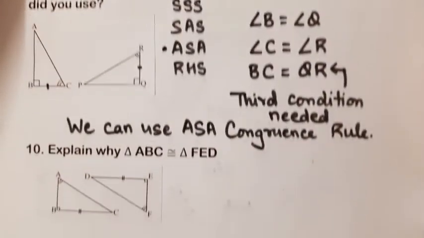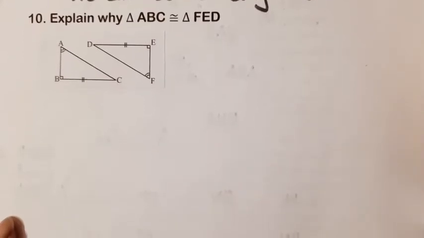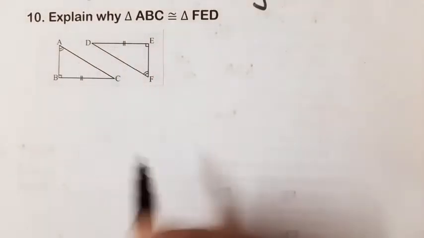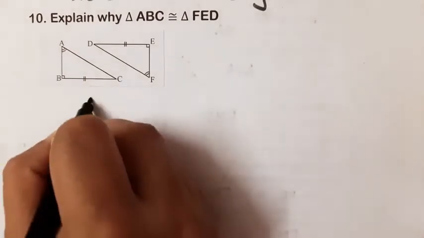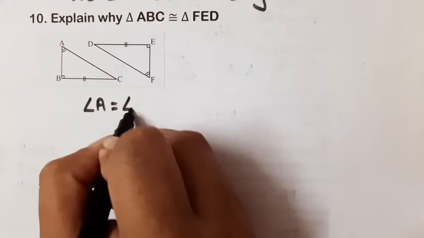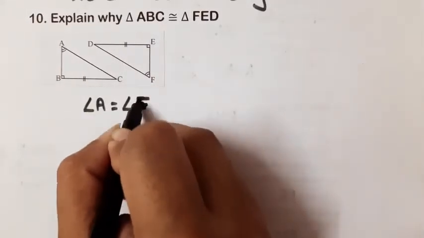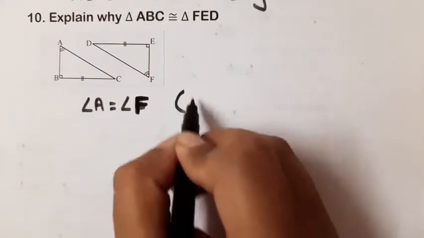Next we come to question number 10. Now question number 10 says, explain why triangle ABC can be congruent to triangle FED. So let us try to apply a congruence condition first of all here. ABC, FED. Now if you look at these two triangles, we have been given that angle A is equal to angle F. The markings have been given equal. It is given to us in the question.